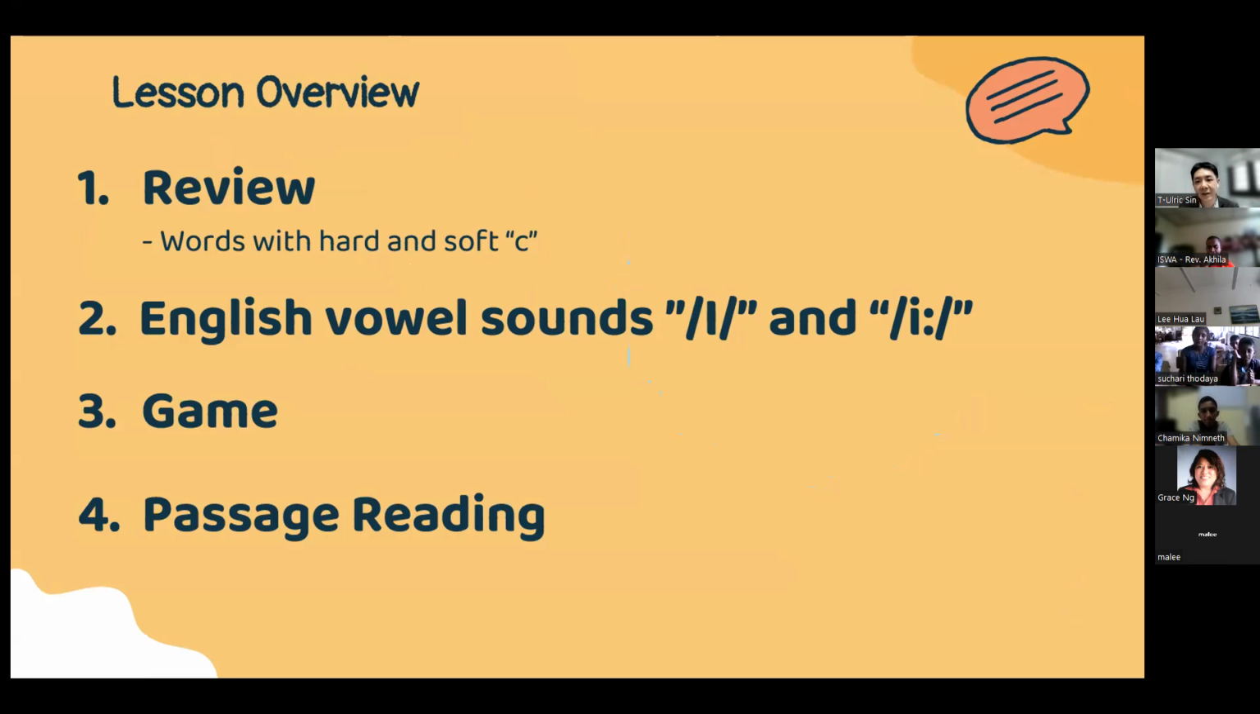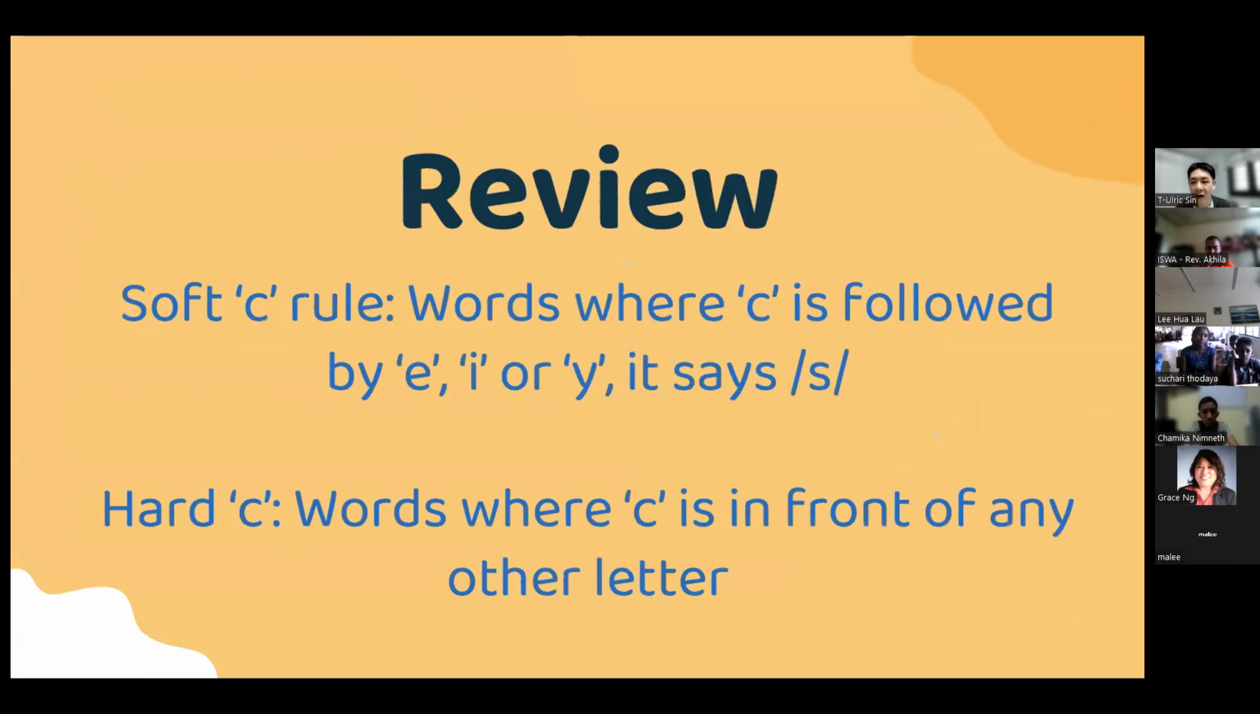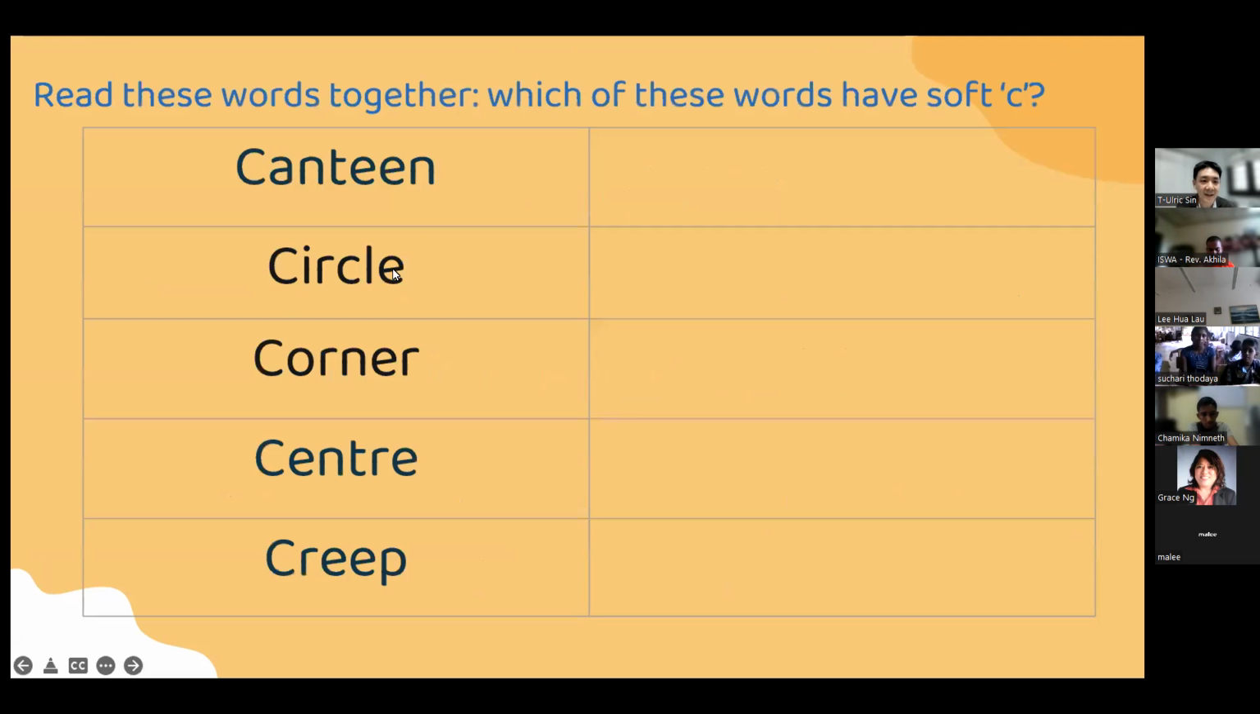So for the review, what we learned last week, everyone can recall the soft C rule, where the C is followed by E, I, or Y, the sound you make is S. So for hard C, where C is in front of any other letter, it becomes a K. So let's practice together.